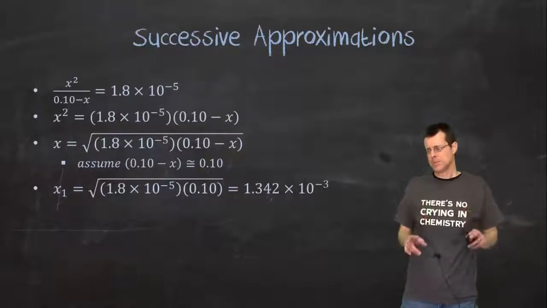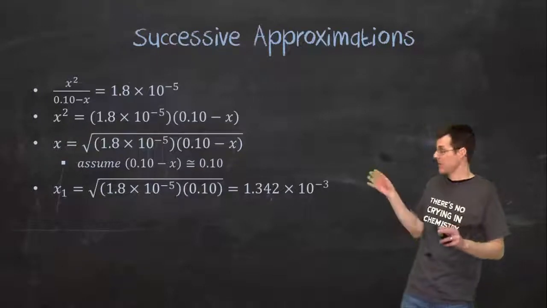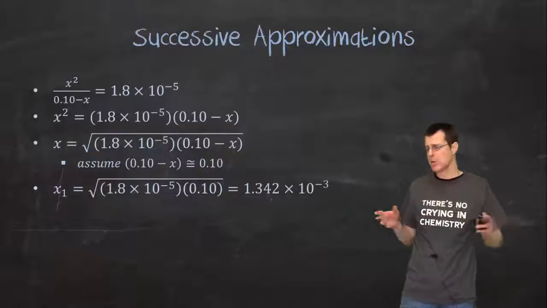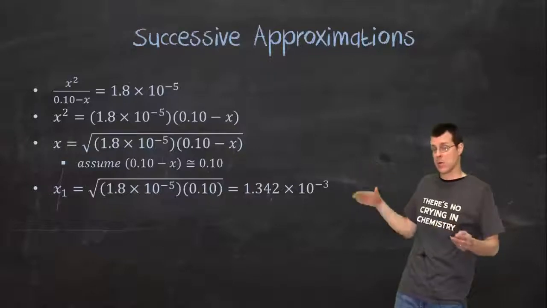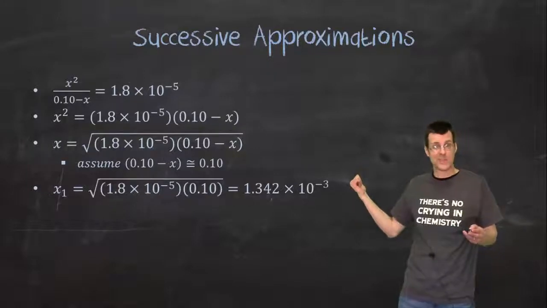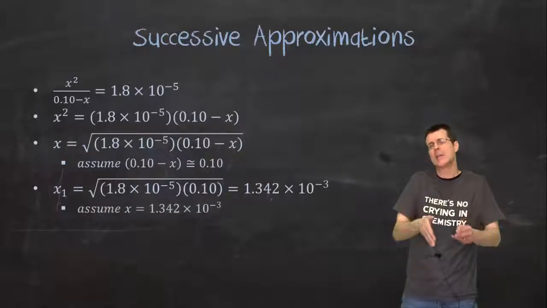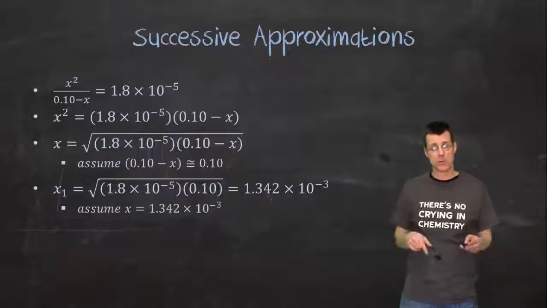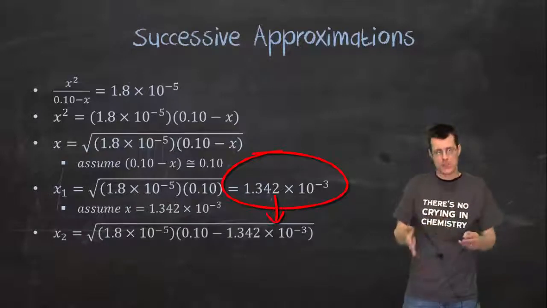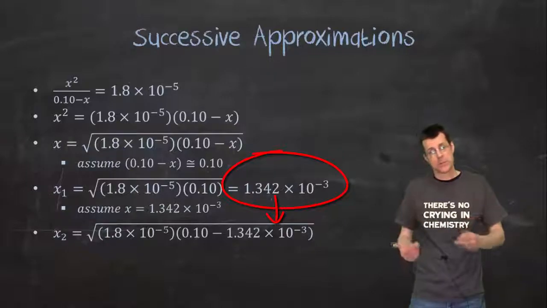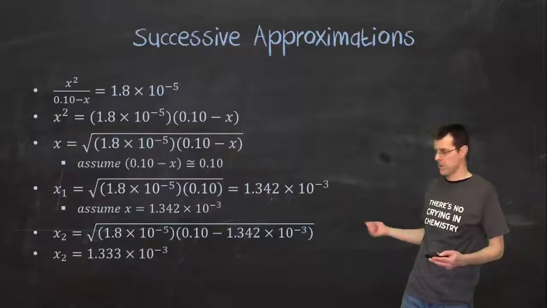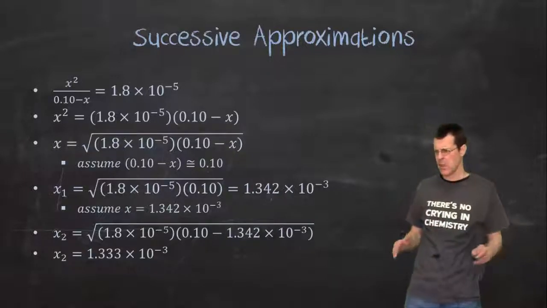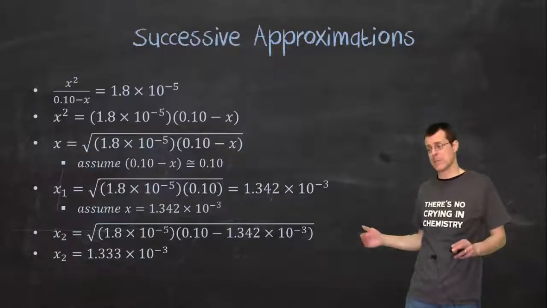I'm not done yet. I'm going to assume that, okay, that's not quite 0. It's small, but it's not quite 0. So instead of x being so small I can ignore it, let's say that x is that. So I put it back into my earlier expression, and I use that to find my second value of x. And when I do that, I get a different number. Not crazy different. 1.333 times 10 to the exponent negative 3.